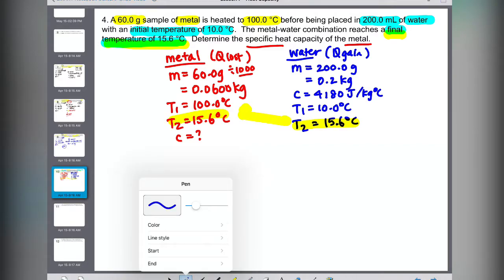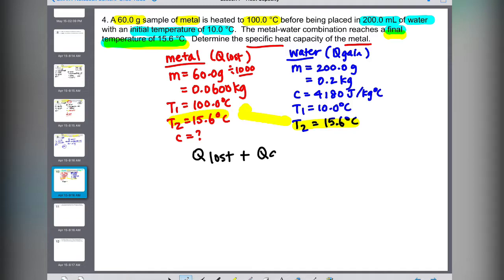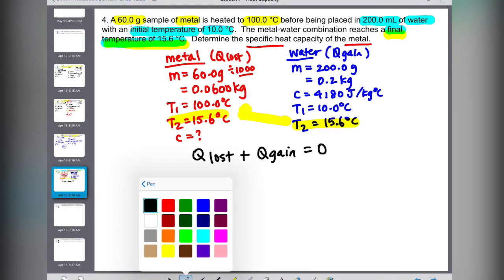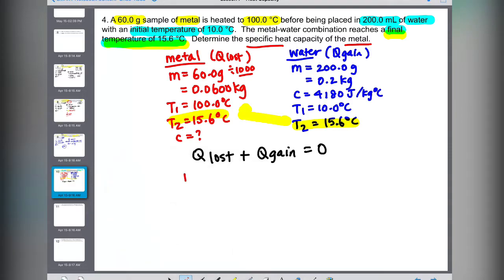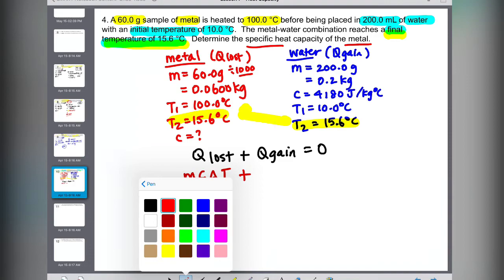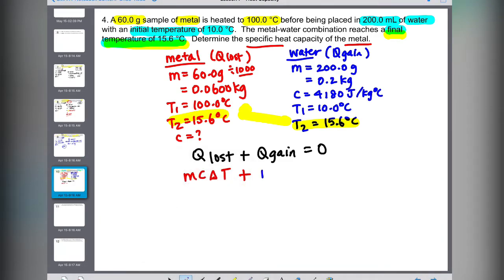All right, so let's start writing our equation. So heat loss plus heat gain is equal to 0. I'm going to write my value, mc delta T, adding mc delta T is equal to 0. The reason I say that is because I know Q is mc delta T. That's the equation that we're given. So I'm just expanding it out.